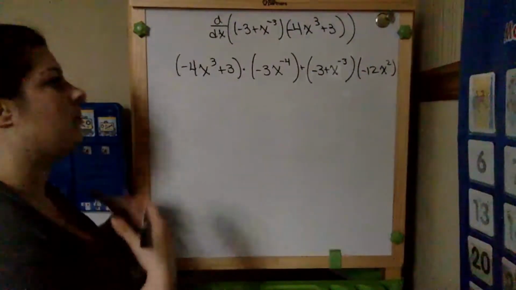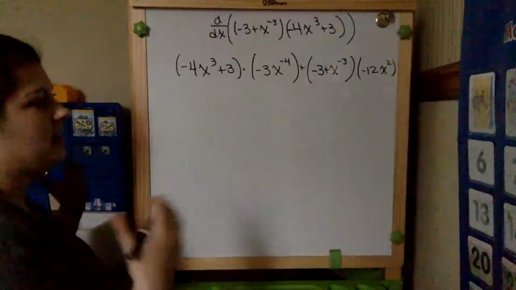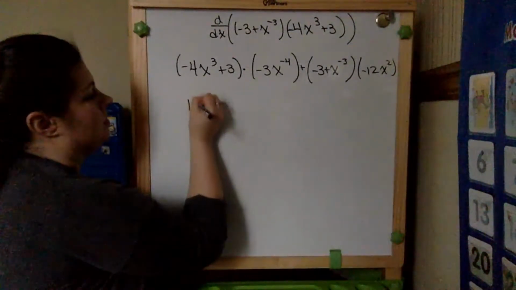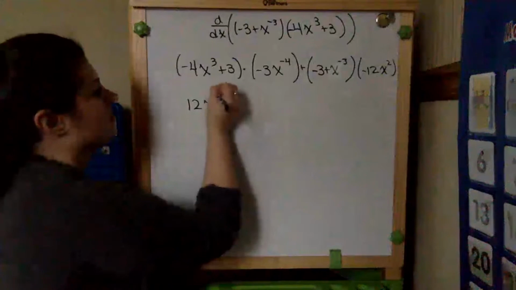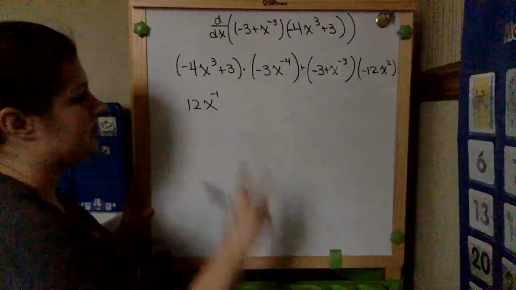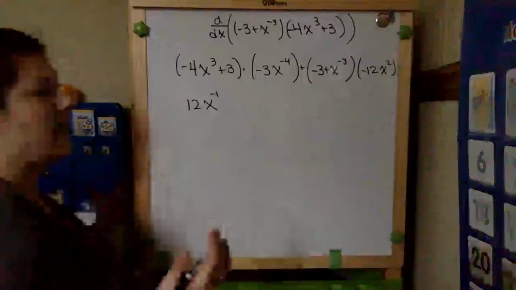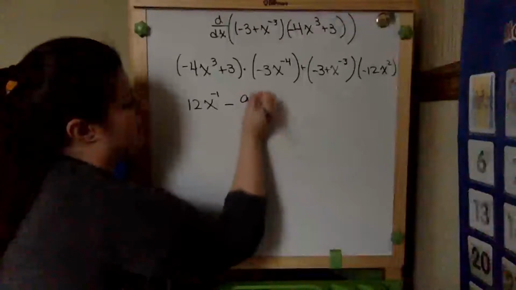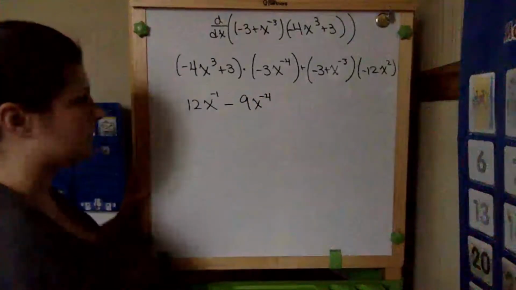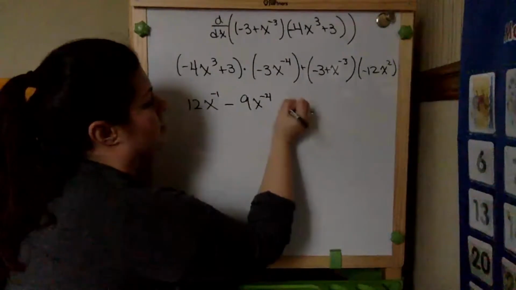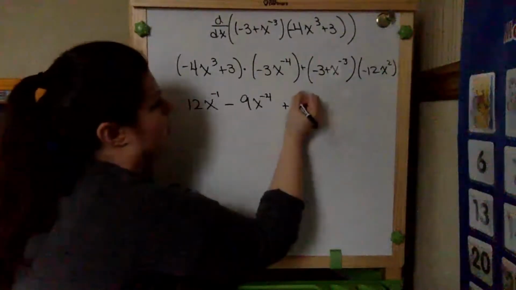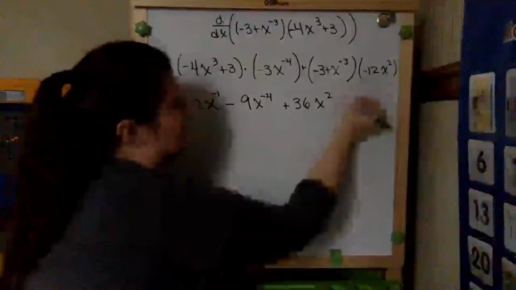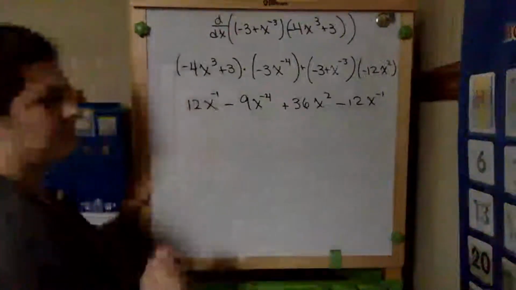Just like the previous problem, we're going to simplify by using the distributive property and combining any like terms. So here I have 12x to the negative 1 power, because again, when we're multiplying variables, we add the exponents together, minus 9x to the negative 4, plus 36x squared, minus 12x to the negative 1.